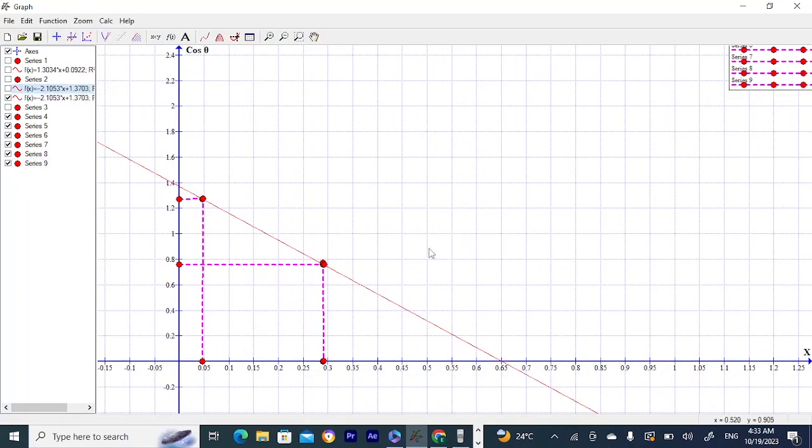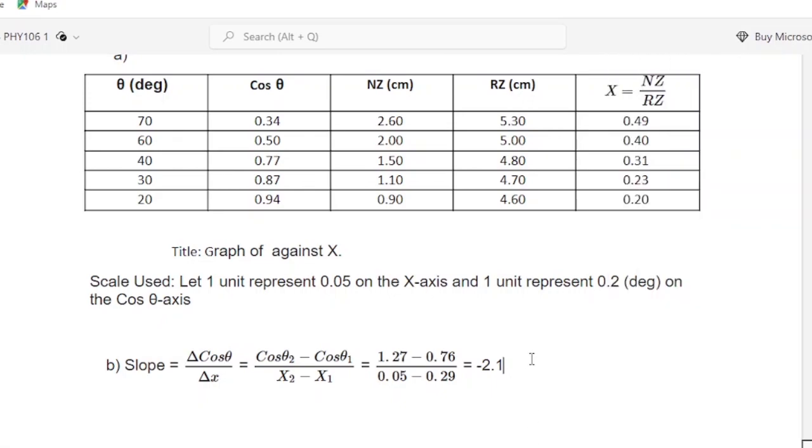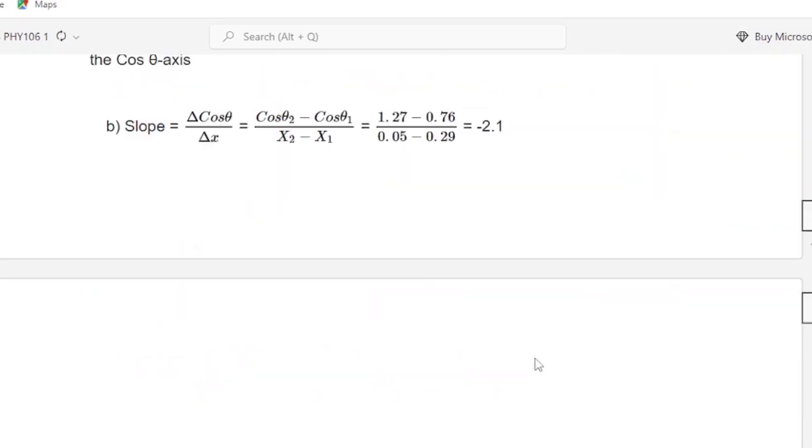Yep. So that's my slope, which means the graph was correct. So that's equal to minus 2.1, that's in two decimal places. So in two decimal places, I have minus 2.1 as my slope. So this is how I calculate my slope. All right, so we've gotten a value for our slope. What next? Come down again. What's the next question there?